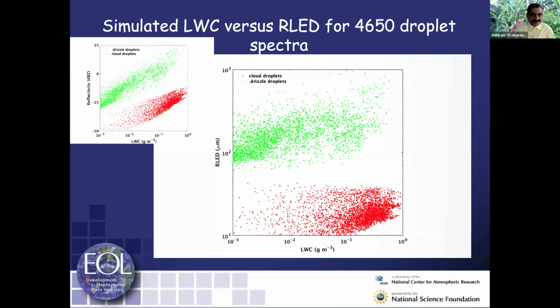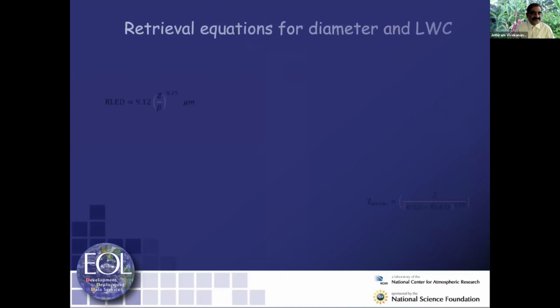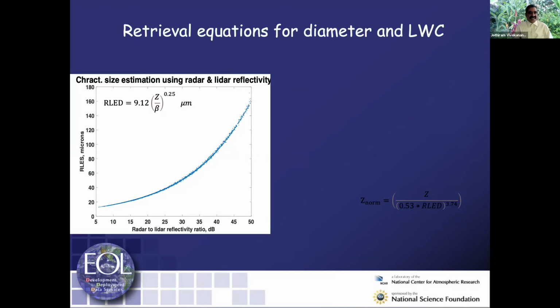In summary, the sizes are estimated using radar measurements, shown basically in the x-axis. The y-axis is the size. I could estimate size from the ratio between Z and beta: 9.12 times Z over beta to the 0.25 gives me the size from 15 or 25 microns all the way up to 180 microns in this case. That means it covers cloud droplets all the way up to even drizzle droplets.